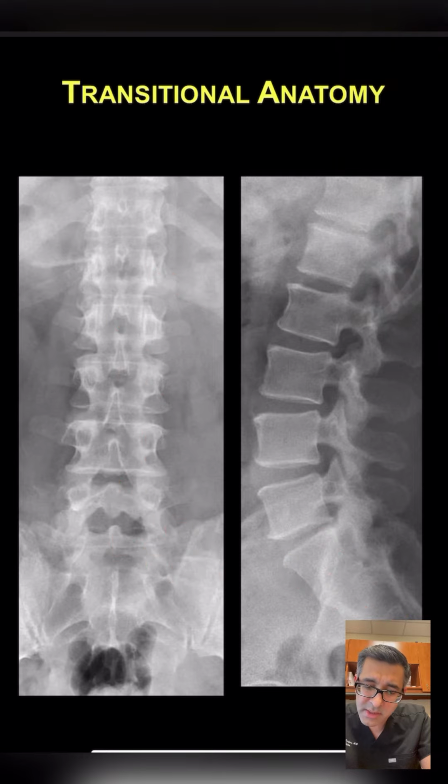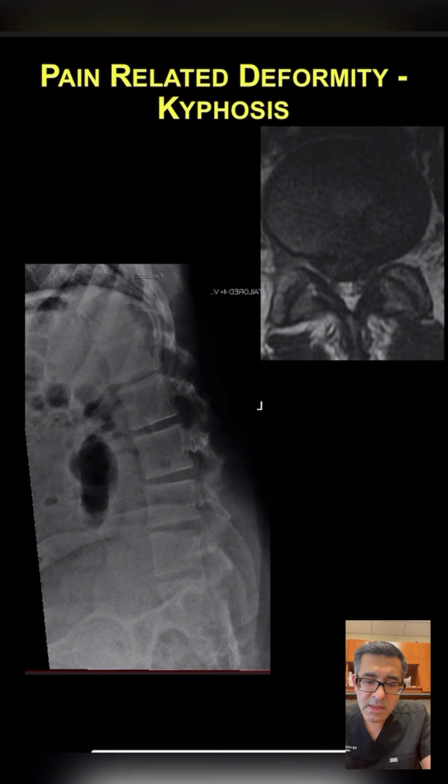So let me get rid of these markings. So again, here you see that L5 is sacralized. This is L5, and this patient then has only 4 lumbar segments that move instead of 5 lumbar segments. This is important for us to note for planning, especially if you're doing surgery, to make sure that you're going to be operating and you're on the right level. So that's transitional anatomy.